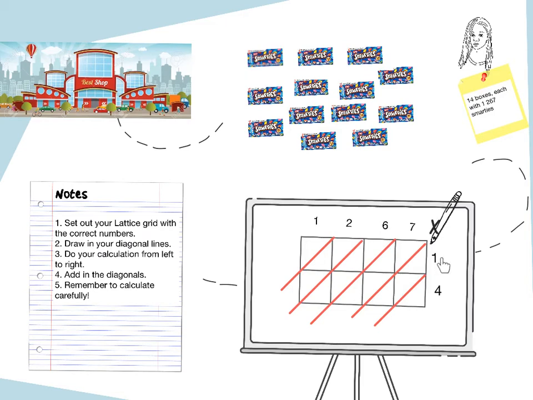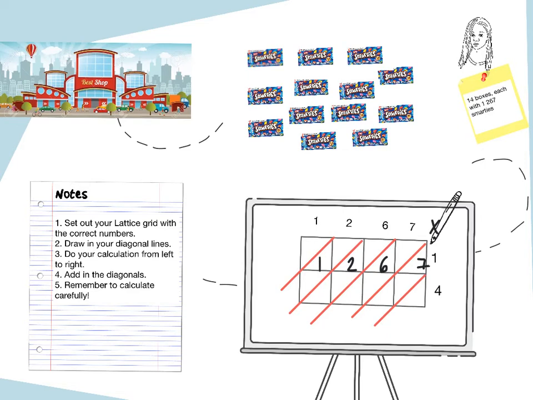We are going to start working from left to right. Remember that all of your units come in the bottom section of your diagonal and all your tens come in the top part of your diagonal. So let's start. 7 times 1 is 7. We're then going to go 1 times 6, which is 6. We will then move on to 1 times 2, which is 2. Next one would be 1 times 1, which is 1.